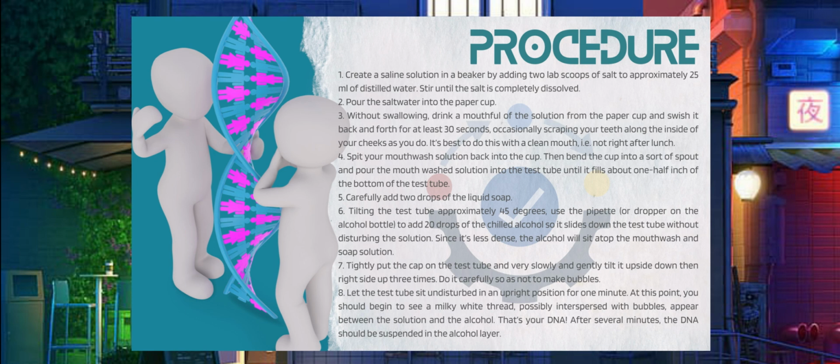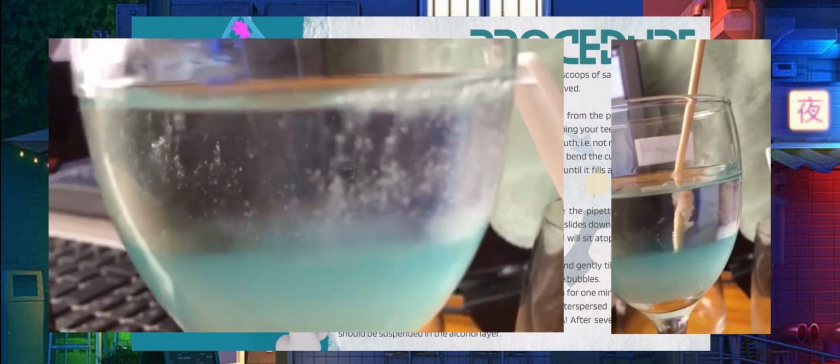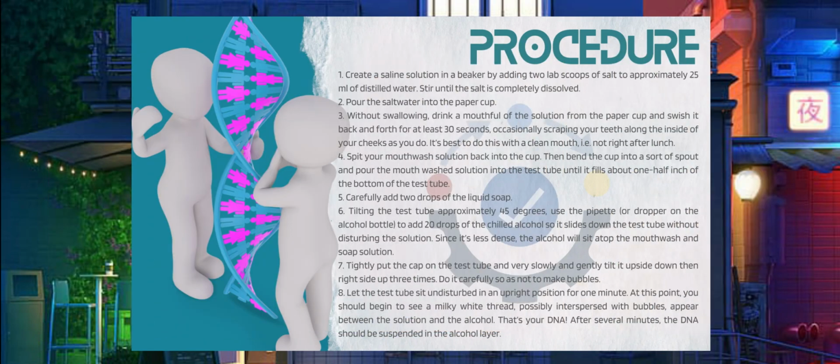Next, tightly put the cap on the test tube and very slowly and gently tilt it upside down, then right side up 3 times. Do it carefully so as not to make bubbles. Let the test tube sit undisturbed in an upright position for 1 minute. At this point, you should begin to see a milky white thread, possibly interspersed with bubbles, appear between the solution and the alcohol. That's your DNA.